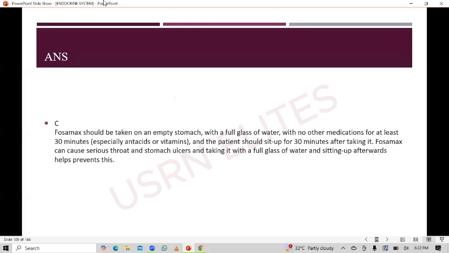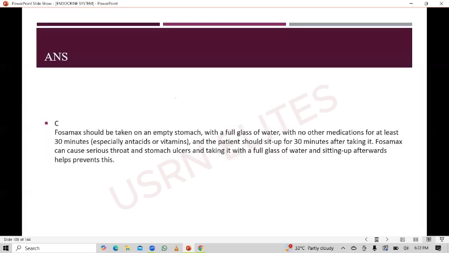Alendronate can cause serious throat and stomach ulcers. And taking it with a full glass of water and sitting up afterwards helps prevent this, okay? So please, let's kindly take note of that one too as well.